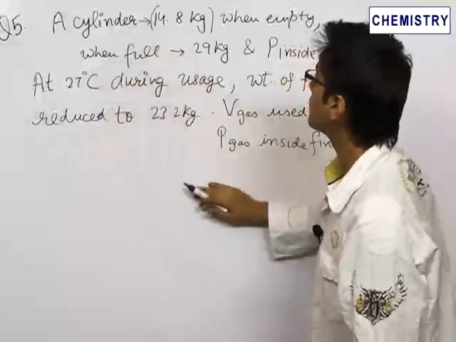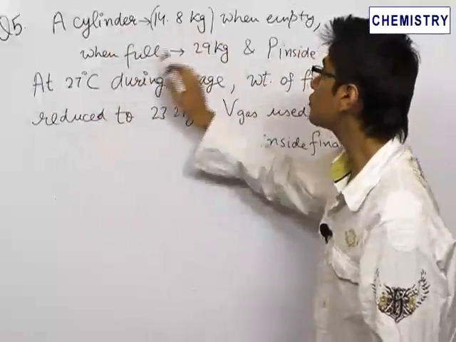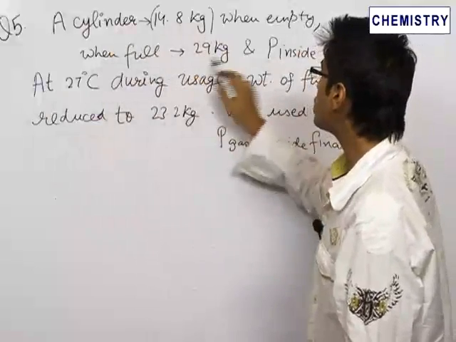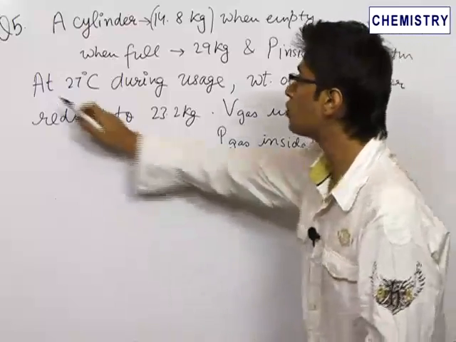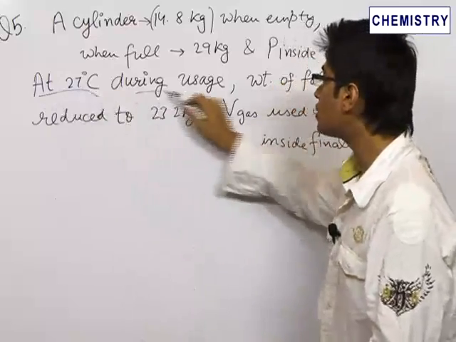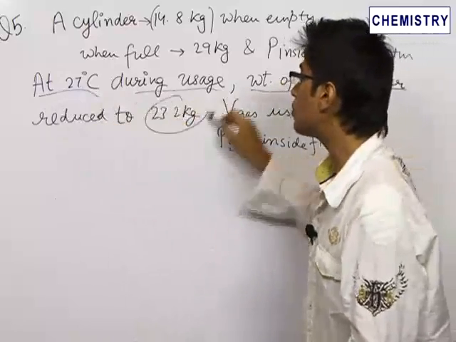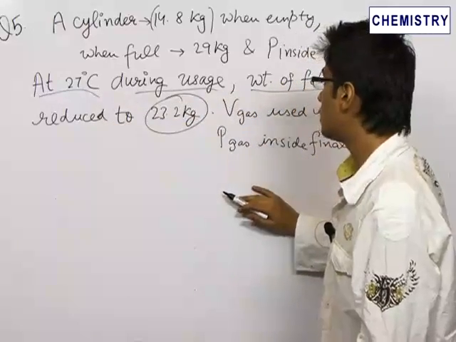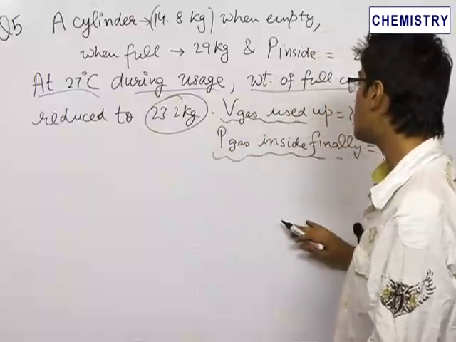We have a cylinder which weighs 14.8 kilograms when empty. When it is full with a gas, it weighs 29 kilograms and the pressure inside is equal to 2.5 atmospheres at 27 degrees centigrade. During the usage of the cylinder, the weight of the full cylinder reduced to 23.2 kilograms. We want to find out the volume of gas which has been used up and the pressure of gas inside the cylinder finally.